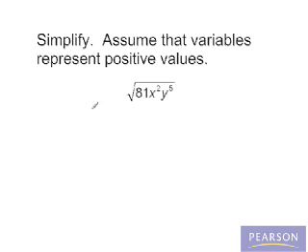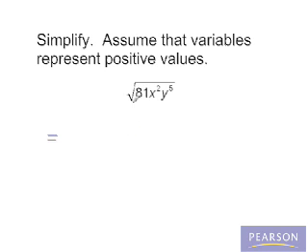Simplify. Assume that variables represent positive values. We are given the square root of 81 x squared y to the fifth, and we will begin by breaking this problem up into the product of smaller individual square roots, radicals, using our product property.